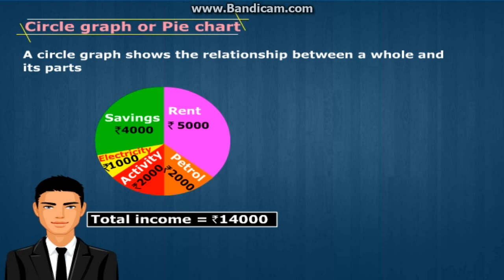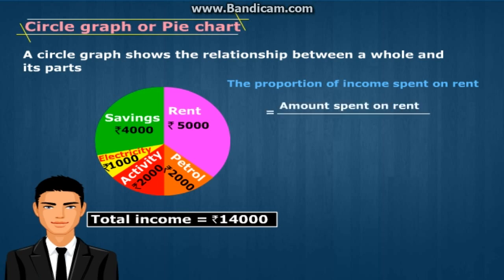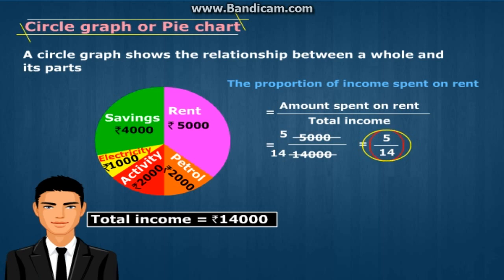Now let us find the proportion of the income spent on rent. For this we divide amount spent on rent by total income. That is, 5,000 upon 14,000. Which is equal to 5 upon 14. Hence, 5/14th part of income is spent on rent. Similarly, we can find the proportion of other parts.